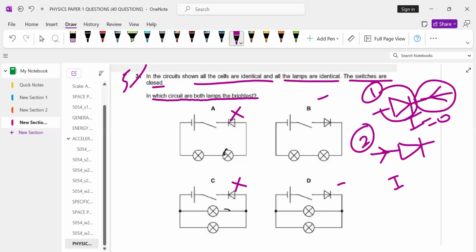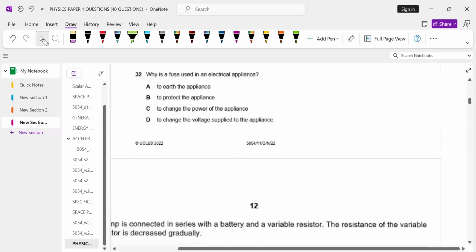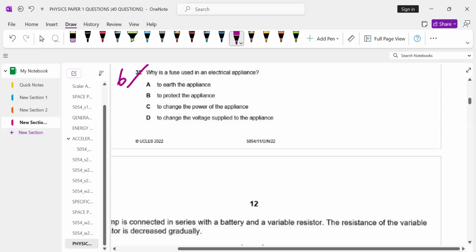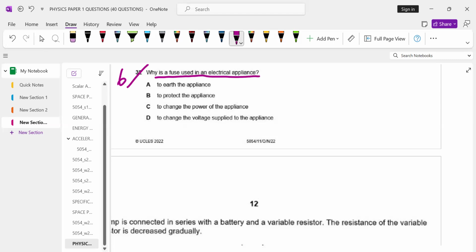Okay. So you can see that this is the cell. These are the 2 lamps. So option D is correct in that in this circuit, both lamps are the brightest. Then question number 6. Why is a fuse used in an electrical appliance? So a fuse is used to protect the appliance.